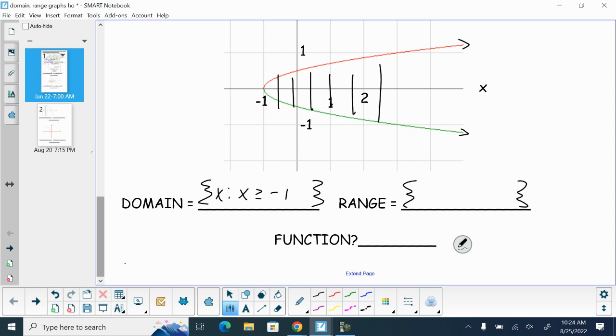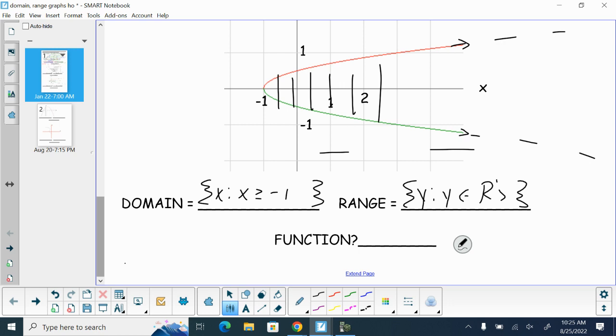We take a look at the range values here. Michael, what do you have for the range values? Set of y such that y is a member of real numbers. And y is a member of the reals, because this is going to keep going down in this direction here, keep going up in this direction. So if we look at the y values, we're using the entire y number line. Okay, the entire y number line.